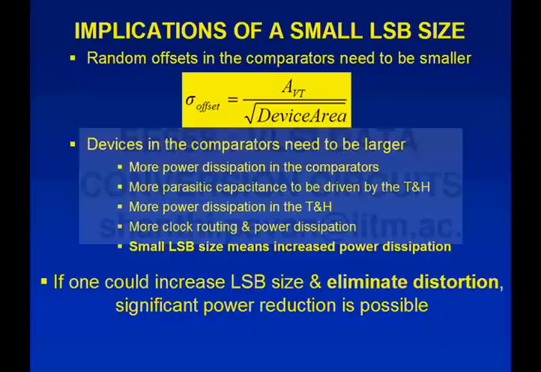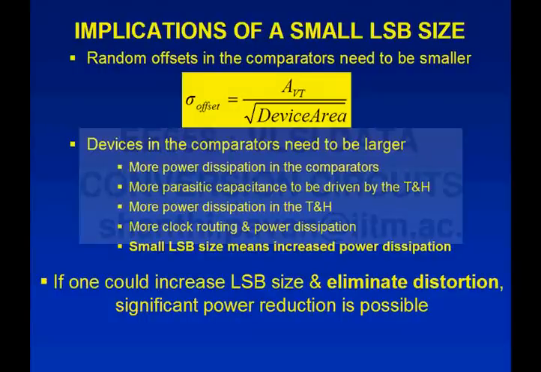The comparators have to be bigger, which means they have to be driven by the track and hold, which is a difficult thing to do. I mean, it's easier to drive C than to drive 4C. More clock routing, more power dissipation, and the bottom line is that a small LSB size means increased power dissipation simply because the comparator array has to become larger in size. So there is a big motivation to operate the converter with as large an LSB as possible, or as large a full scale as possible.